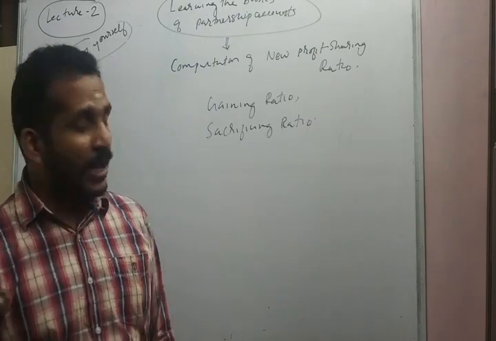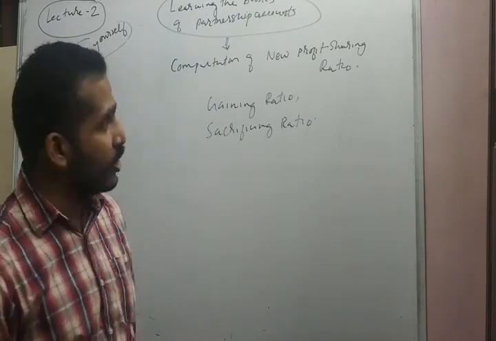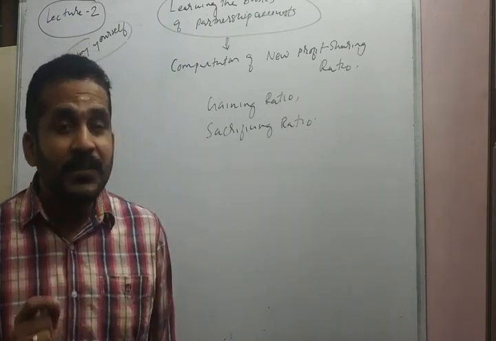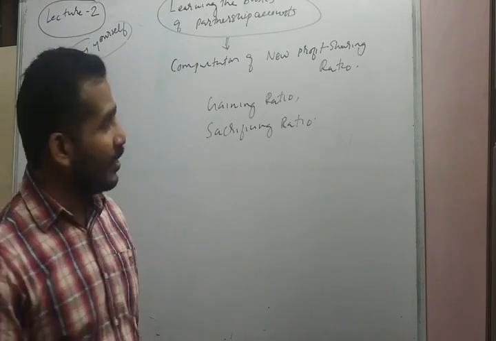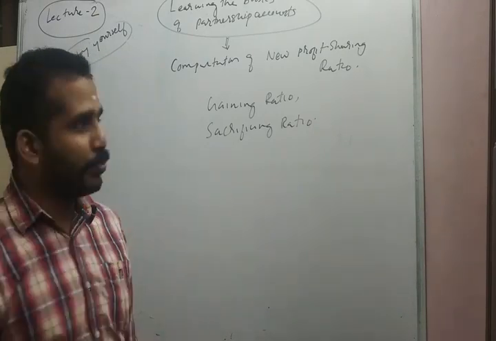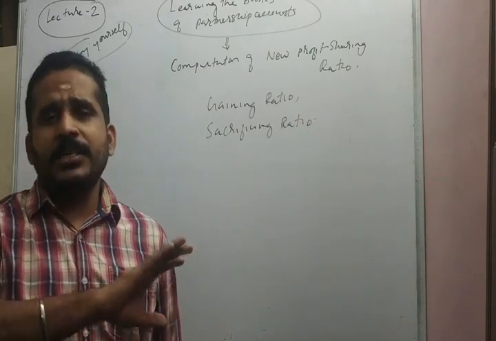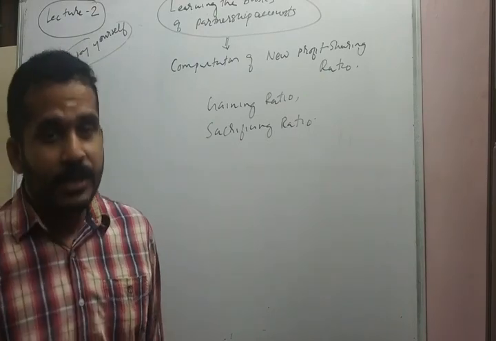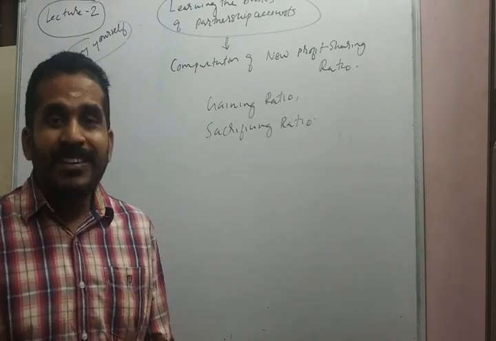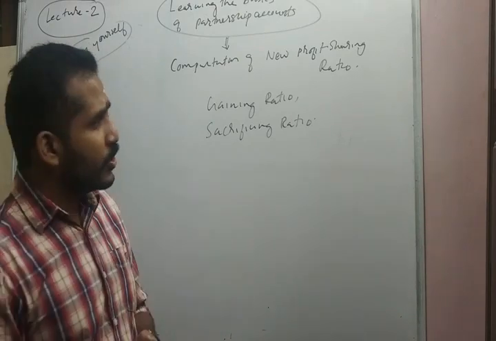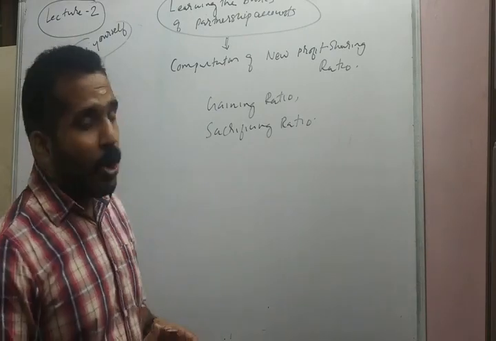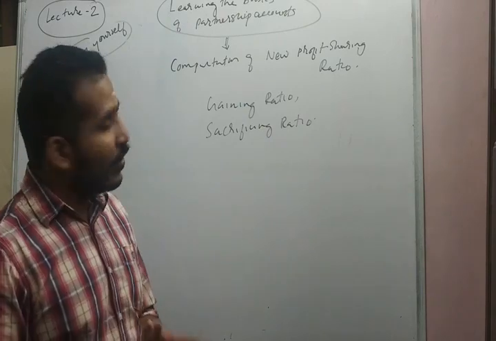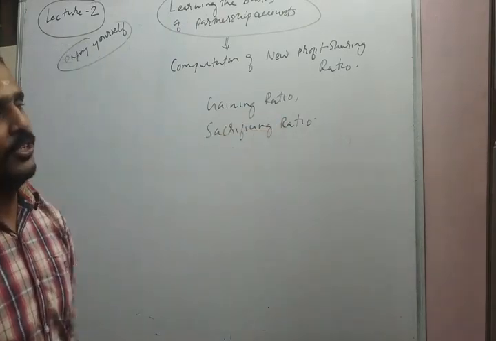So let us move on. I will begin with the gaining ratio and sacrificing ratio, and gradually I will move into the computation of new profit sharing ratio. So students, keep your calculator, book and pen with you. While doing the problems, I will explain a certain category of problem, and repeat the same type of problem once again to build conceptual understanding. In that way, every problem will be repeated one or two times, so that we can have clarity on these aspects towards the end of our session. So we will begin with gaining ratio and sacrificing ratio.